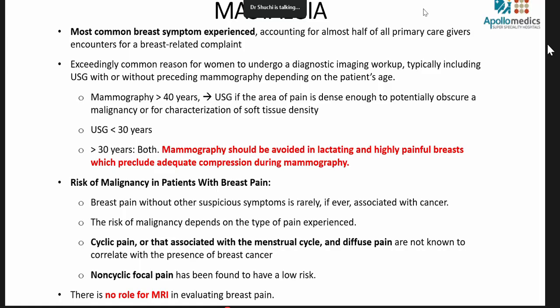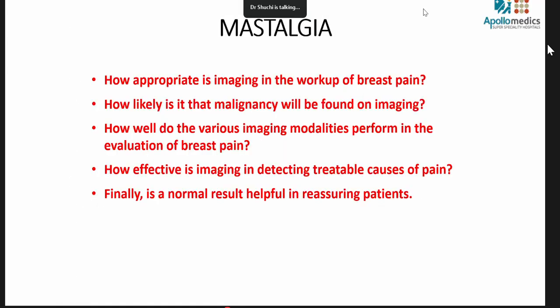Risk of malignancy in patients with breast pain. Breast pain without any other suspicious symptom is rarely, if ever, associated with cancer. The risk of malignancy depends upon the type of pain experienced. There are two types of pain. Cyclical, which is associated with the menstrual cycle, and diffuse pain, not known to correlate with the presence of breast cancer. Non-cyclical pain has been found to have a low risk. And there is absolutely no role of MRI in evaluating a patient with breast pain.